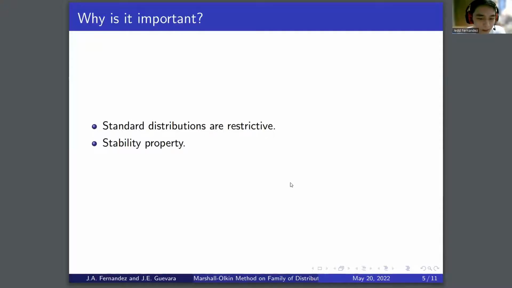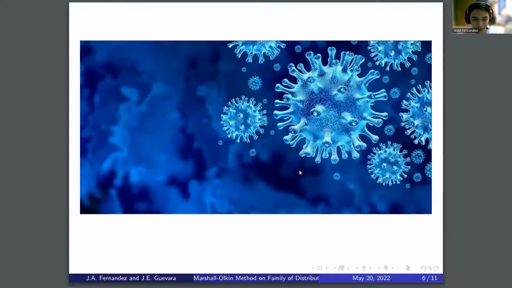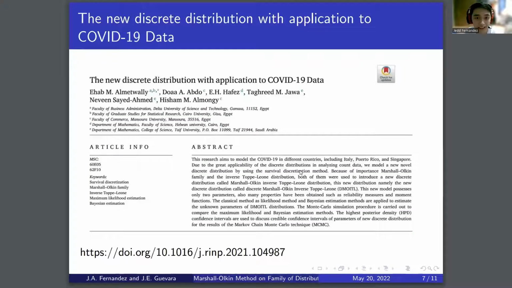Next, we will give a brief example of the application of the Marshall-Olkin method that is very relevant in our current situation. We all know about COVID. It has affected all of our lives. It is the whole reason why we do not have face-to-face classes. Recently, in January 2022, Ihab Al-Metwali and Doaa Abdo, together with their group, were able to find a new distribution using the Marshall-Olkin method. We would not go more in depth into their paper, but if you are interested, you can find their paper with this link. They were able to use the Marshall-Olkin method to create a distribution that models the daily COVID cases.